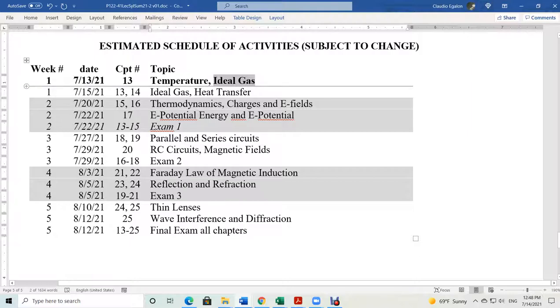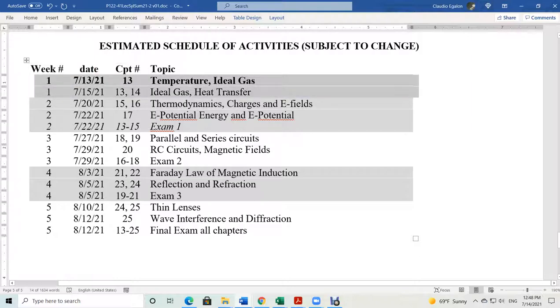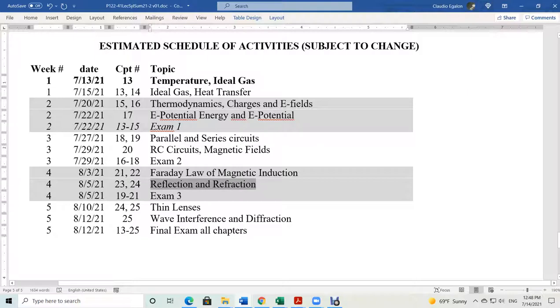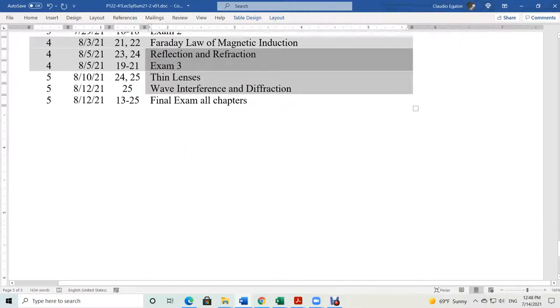So this course is divided into three different parts. The first part is on thermodynamics, heat and temperature. The second part is electricity and magnetism. And the last part is going to be on optics. And by the way, optics is my specialty, my expertise. I work with optical fibers, and I know those things back and forth. Lenses, reflection, refraction, and more. Not just what is listed here, but even more. Okay? So that's the schedule.